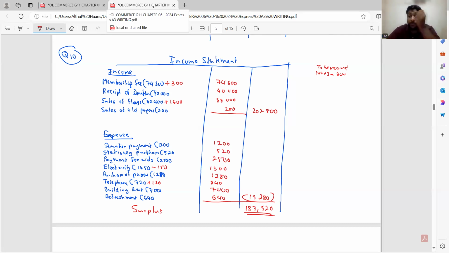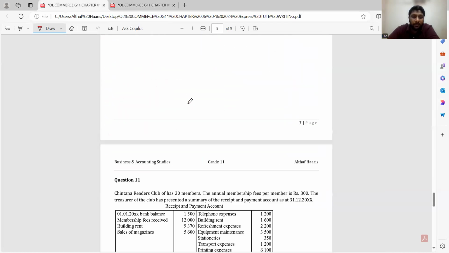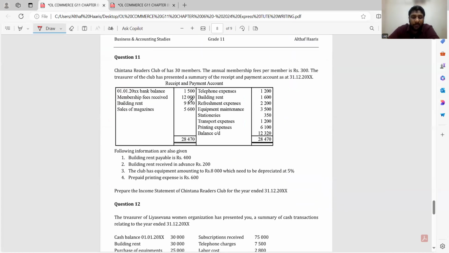Okay, now let's move to the next part. Question 11. So again, people, they have given the receipt and payment account. We have to prepare the income statement. First do what I said, you people.